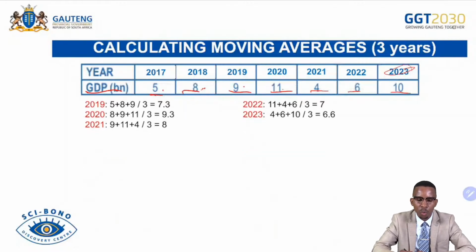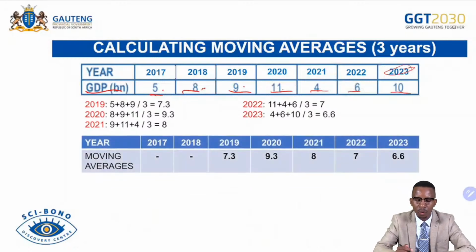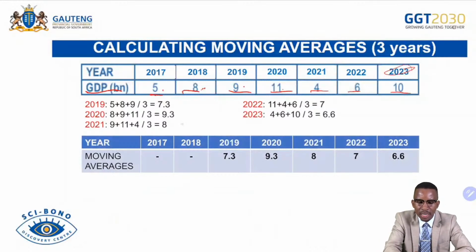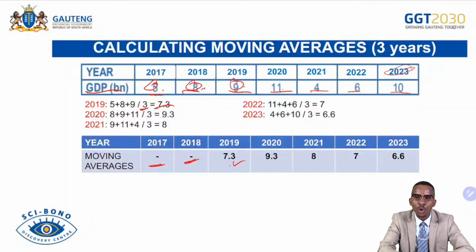So here we go. We start with 2019. If we calculate for 3 years, 2017 will be a dash because we need 3 years, and 2018 will be a dash. Then we start at 2019. What do we do? We say 5 plus 8 plus 9, divided by 3. Then we get 7.3. This is our 7.3. We go to the next 3 years.